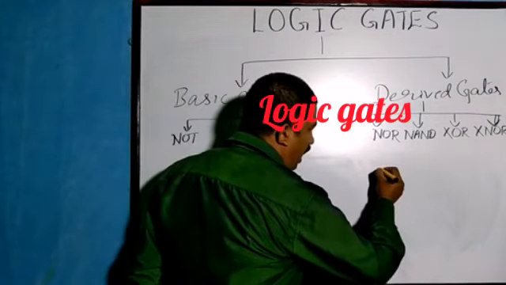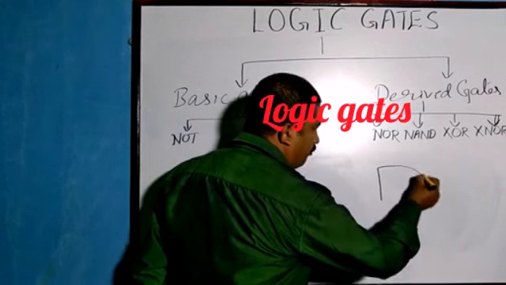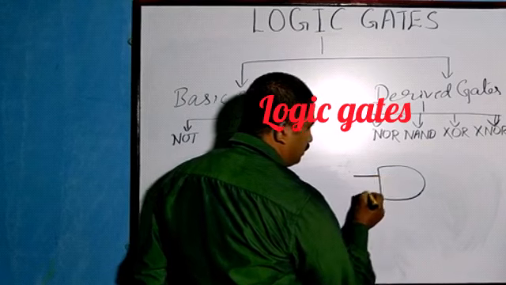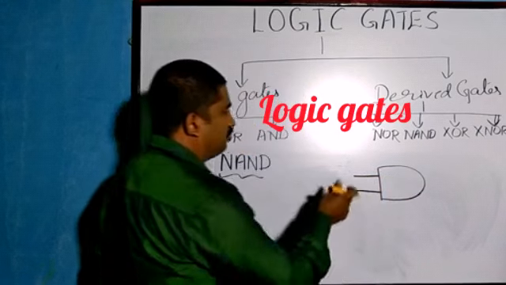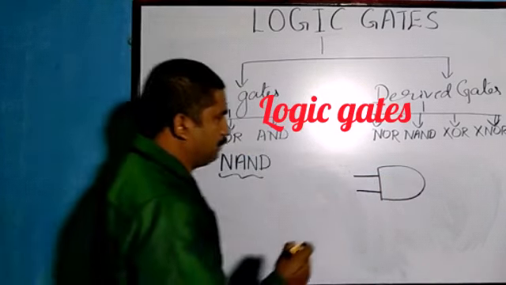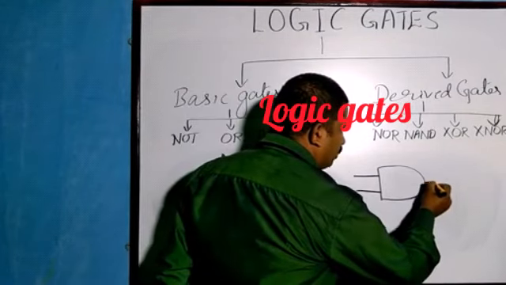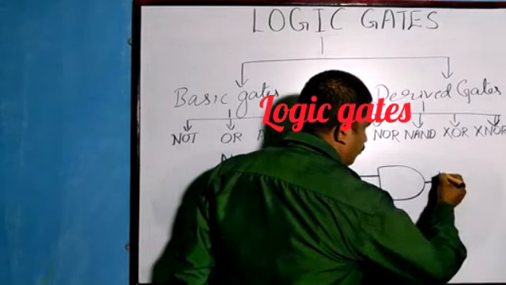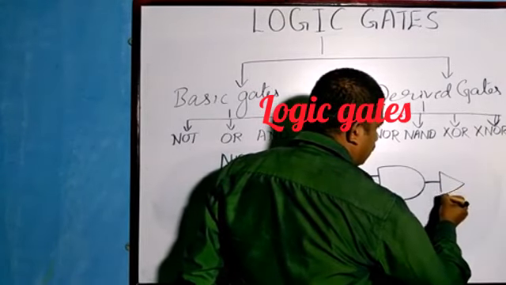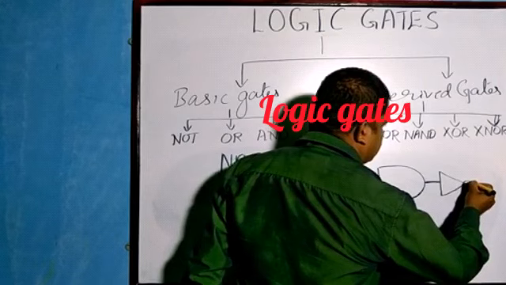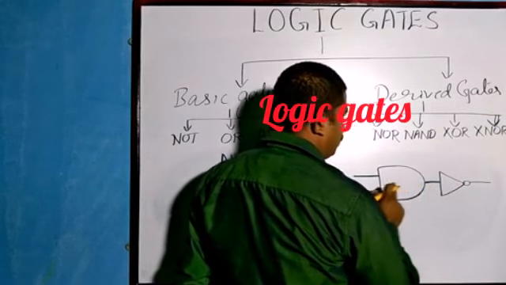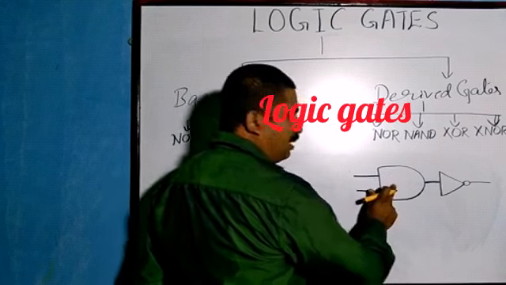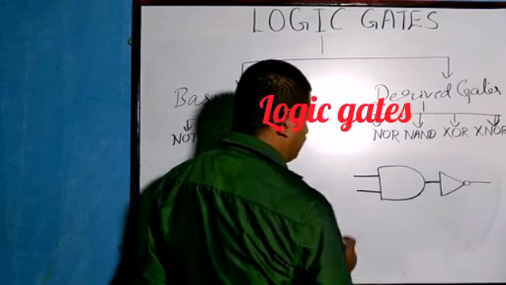The symbol for AND, first write the symbol of AND gate. Okay, if you don't know the symbol, just check out my previous video. So this is the symbol for AND gate. Then fuse a NOT gate. So we have 2 gates. These are the basic gates. This is the AND gate, this is NOT gate.